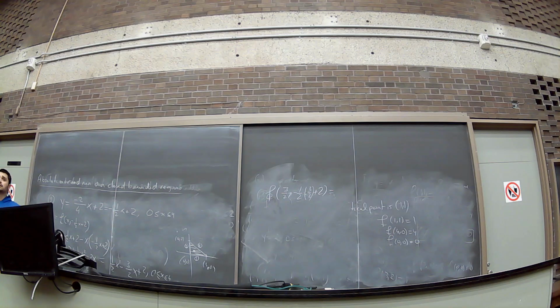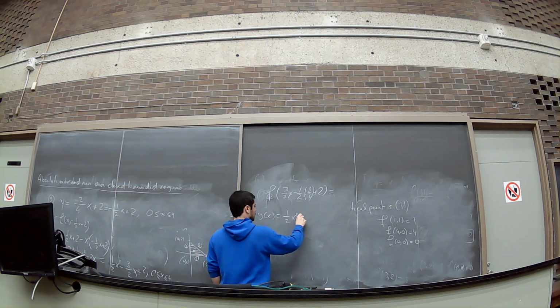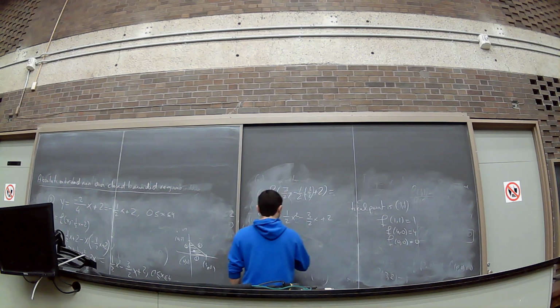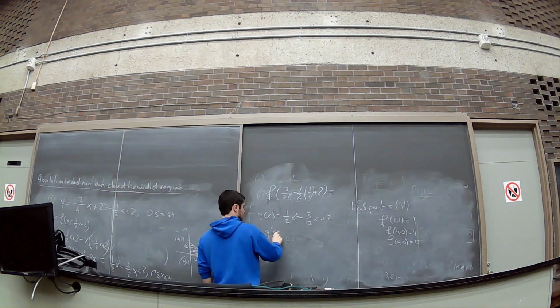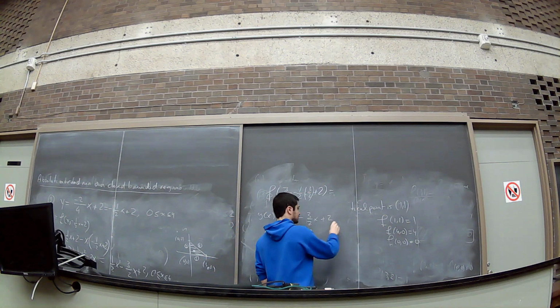Okay? Have we seen this or not? Everybody, have we seen this before? No? We have not seen this. Okay, great. No problem. Take this function and find the maximum and the minimum on [0, 4]. So let g of x equal 1 half x squared minus 3 halves x plus 2. What is g prime of x? It's x minus 3 halves, right?